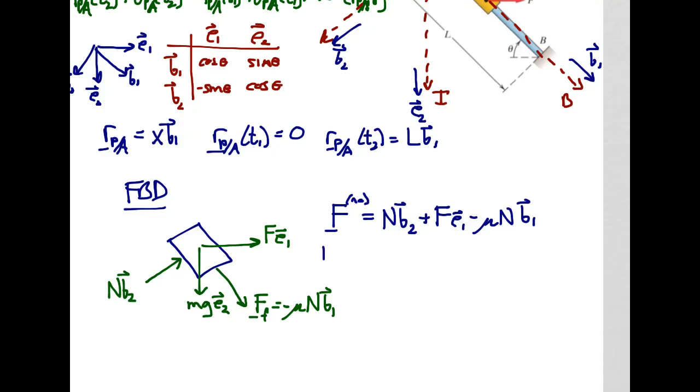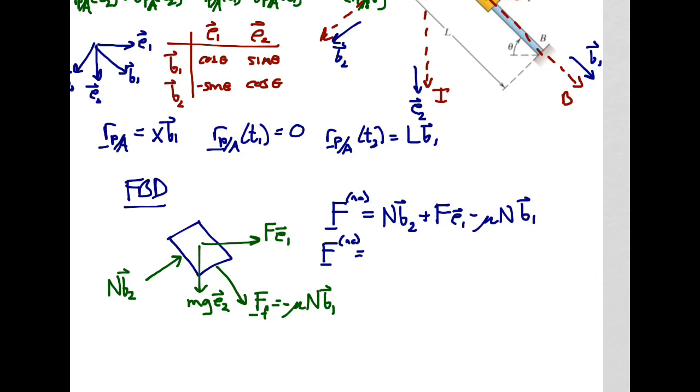Let's make our transformation so we can do everything in the B1, B2. So our non-conservative forces are going to be N in the B2 direction plus F cosine theta in the B1 direction minus F sine theta in the B2 direction, and then minus mu in the B1 direction.